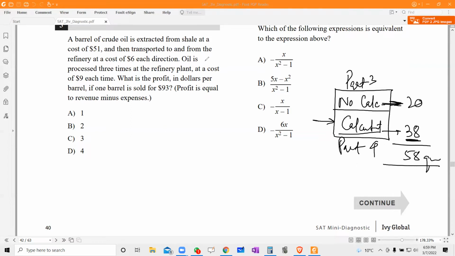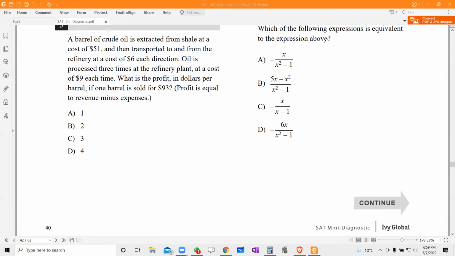But this is not the actual SAT. It is the compressed form of the SAT, so that we can do the diagnostic in only 2 hours and check where the student is lagging, or where concept building or strategies are needed. Otherwise, the actual SAT is about 3 hours and 5 minutes.